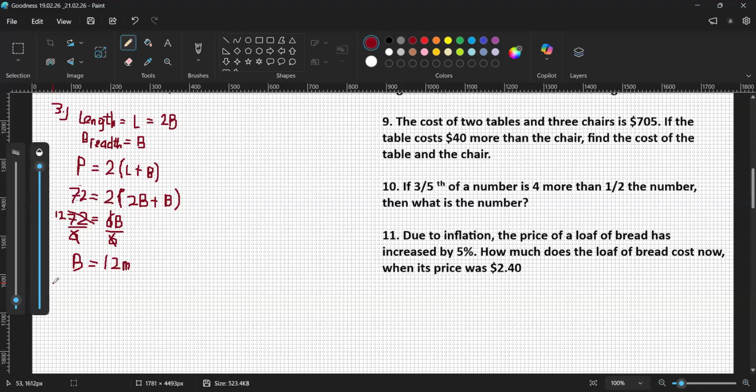So now we know the breadth, right? So L will now be what? 2 times B, which is 2 times 12, which is what?